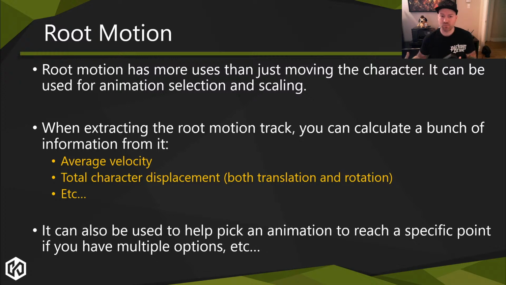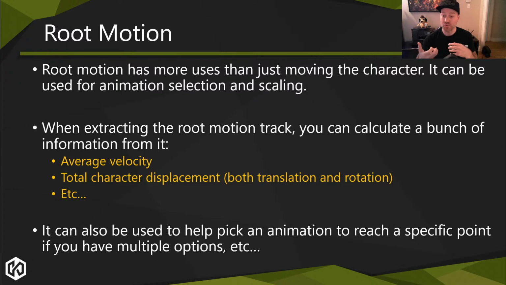Basically, when we extract the root motion track, as I said, it's pulled out into a separate uncompressed track that just has the positions of the character at every frame in that animation. Again, relative to 0. So from that, you can extract the average velocity. You can extract the total displacement. You can get exactly where the character ends up with what orientation, and other metrics you can pull out of that curve, that root motion track.